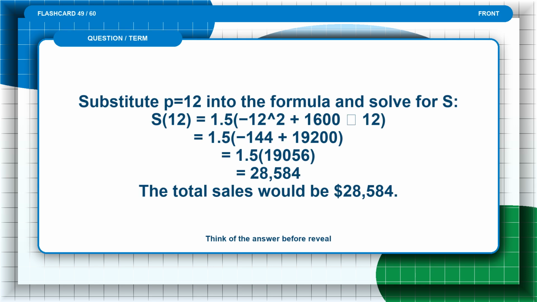Flashcard 49. Substitute p equals 12 into the formula and solve for S. S(12) equals 1.5 minus 12² plus 1600 times 12 equals 1.5 minus 144 plus 19,200 equals 1.5 times 19,056 equals 28,584. The total sales would be $28,584. Think of the answer before the reveal.